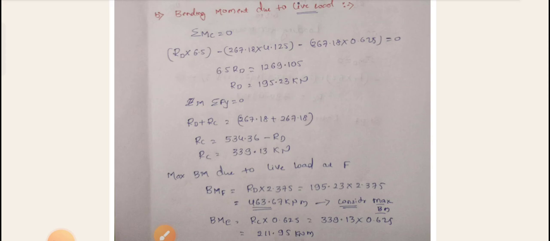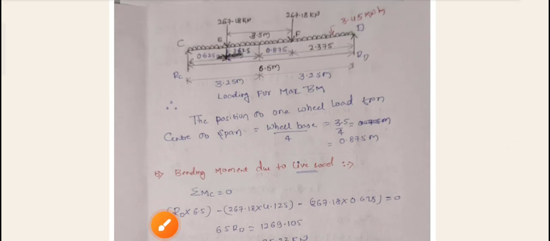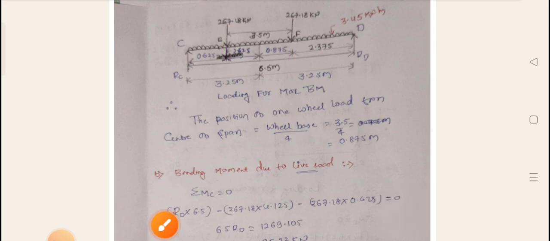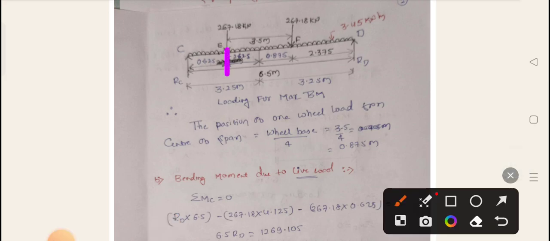RC has been calculated. Next, maximum bending moment due to live load at F. If you see in this diagram, what is the maximum bending moment? While solving the problem, you should judge by seeing the diagram where the maximum bending moment is going to come. It may come at E, at F, at D, or at C. At C and D the bending moment will be equal to 0, so the maximum may come at E or F.